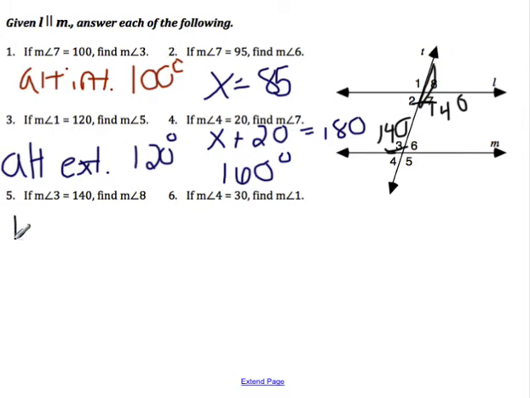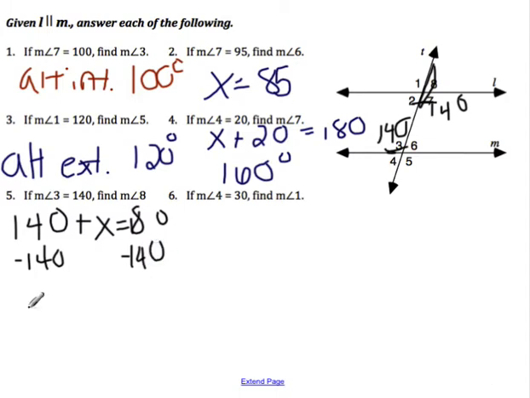So 140 plus x, for whatever 8 is, has to add up to 180. To solve for x, I can subtract 140 from both sides. Then I get that x is equal to 40 degrees for the measure of angle 8.